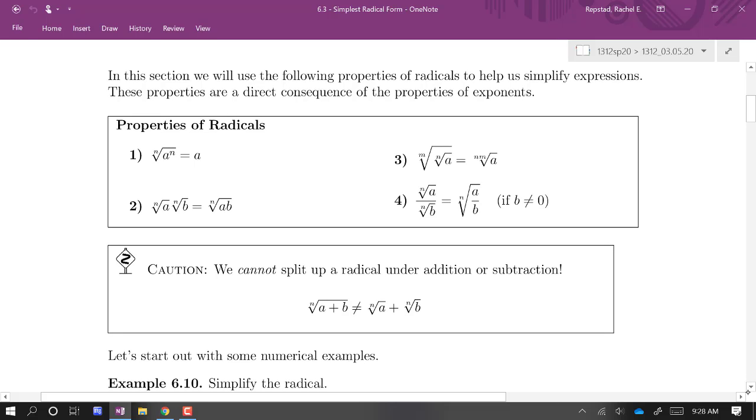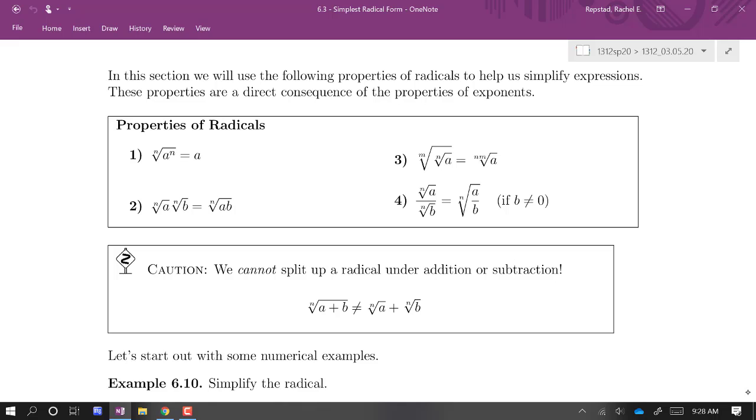We have gone over working with radicals a bit last semester, so we're going to just continue with that. Properties of radicals. This is really just by definition. The nth root of a to the n is a. That's how we define the nth root. We can combine radicals or split up radicals under multiplication and division. That's properties 2 and 4.